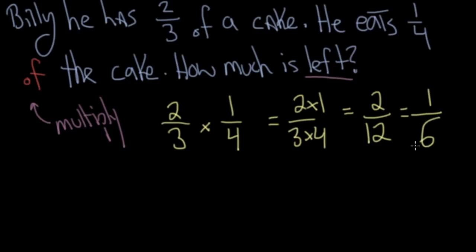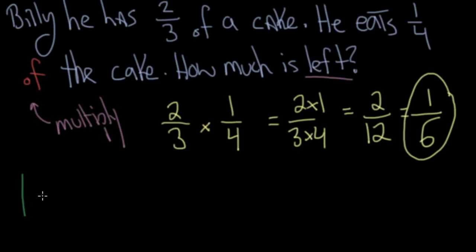So he eats 1/4 of it. How much did he eat then? He ate 1/6. But I asked how much is left. So this is always kind of tricky for kids. Is it what is left of the entire one whole cake, or is it what's left after the 2/3? Does that kind of make sense? The two different situations.